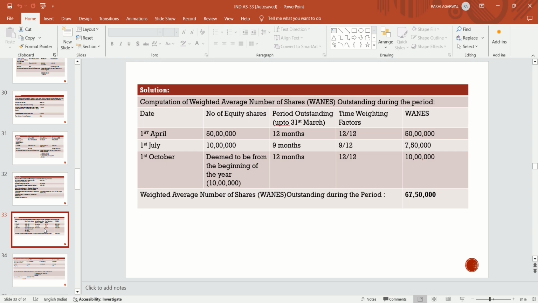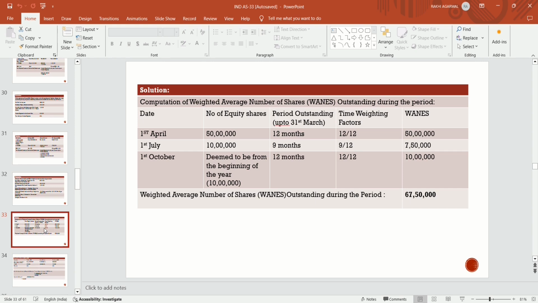Now the period outstanding for the opening balance, that is from 1st April, is 12 months. The time weighting factor is 12 divided by 12. So 50 lakh into 12 divided by 12 gives a weighted average number of equity shares of 50 lakhs. Now on 1st July, the company issued 10 lakh further shares for cash. July, August, September, October, November, December, January, February, March is 9 months.